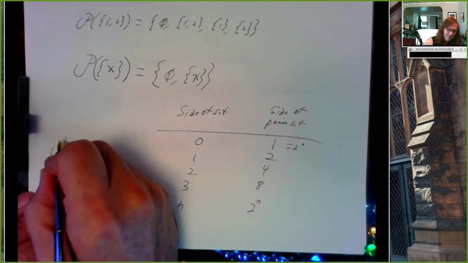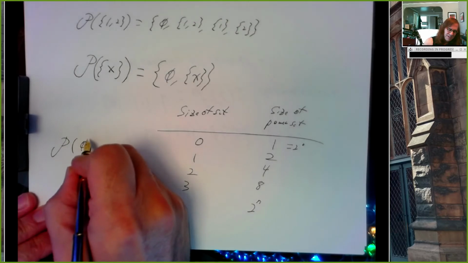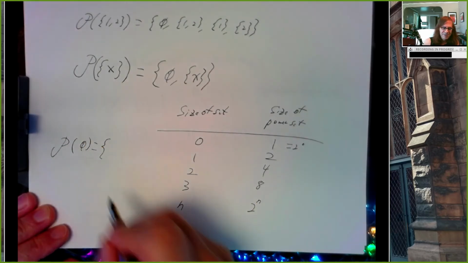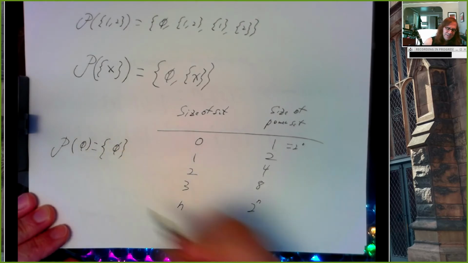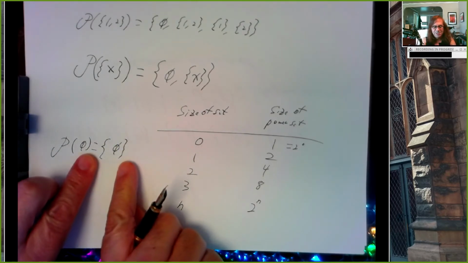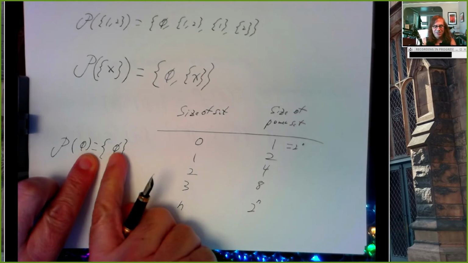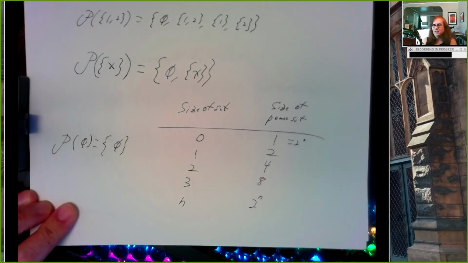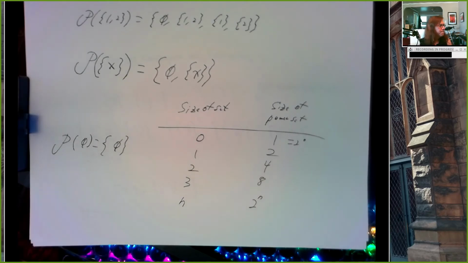Well, let's try that. What's the power set of the empty set? There's only one subset of the empty set. That's the empty set. But this set that I just wrote contains one element. That one element is the empty set. So this formula holds even for a set with 0 elements.